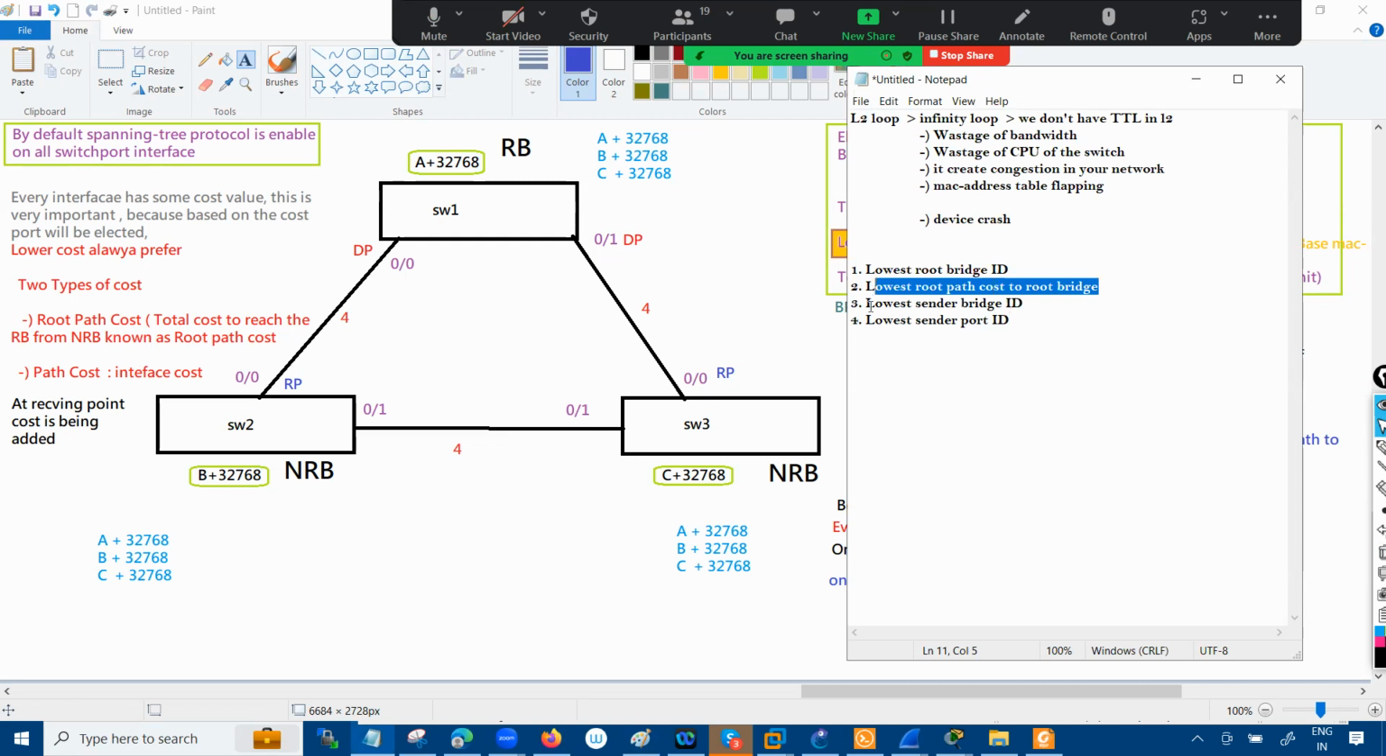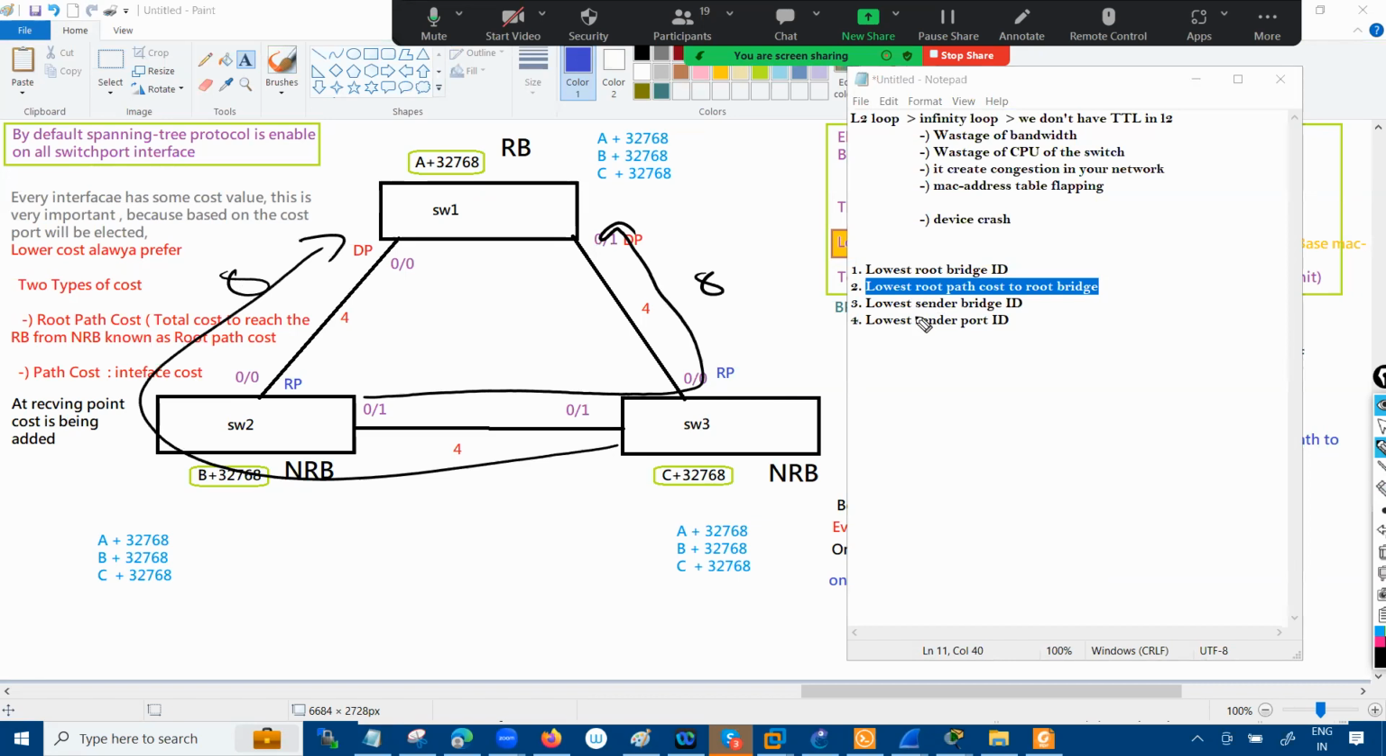Lower sender bridge ID. If your cost is tied, right? Because first we did the lowest root bridge ID, then we took the lower root path cost. Now the cost is tied between the switches. If switch 2 goes to switch 1 via this way, the cost is 8. If switch 3 goes via this way, the cost is 8. The cost is tied. Now the next was what? Lower sender bridge ID. Who has the lower sender bridge ID?